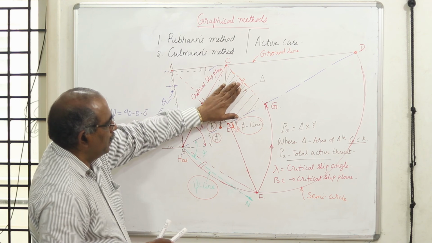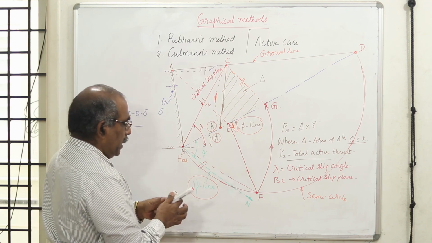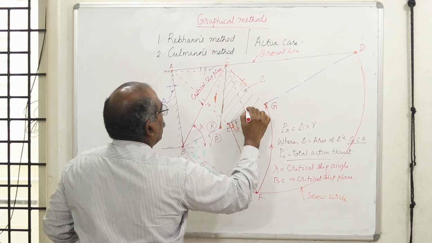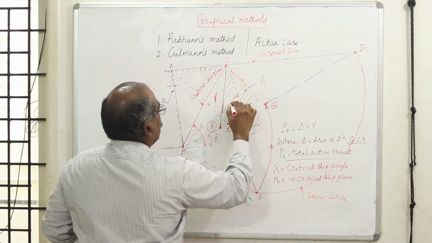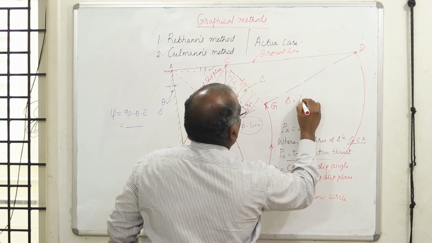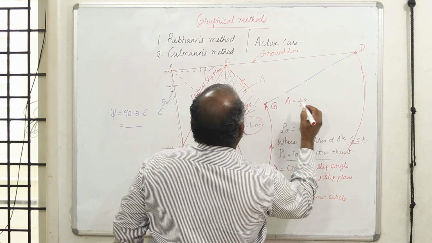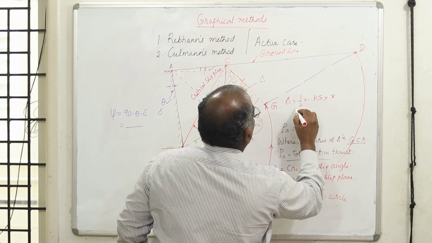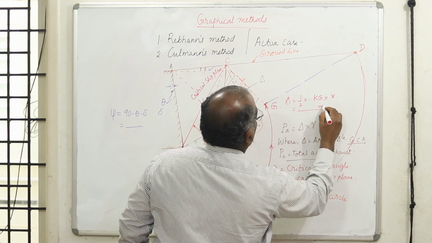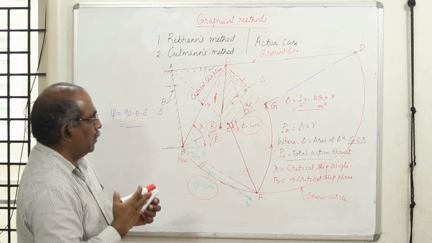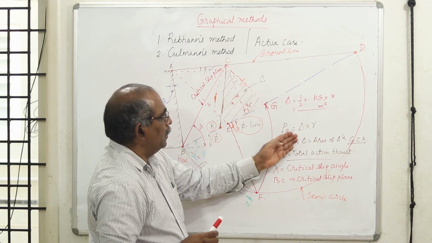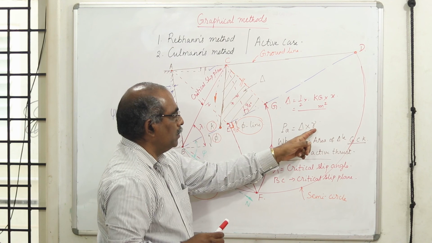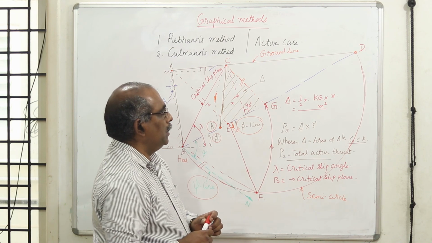This triangle area is to be measured. How to get the area? Take this as the base, drop a perpendicular to scale. You find out what this value x is. To get this delta, half into base into height, I'll call it x. I get my area in meter square. Convert to scale. That is very important. Now once you have your delta, multiply by 1 meter perpendicular to the board into the unit weight. It gives you the thrust.